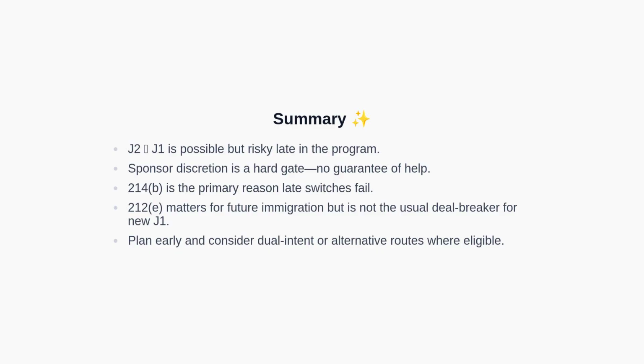In summary, switching from J2 to J1 is technically possible, but becomes risky when attempted late in the program. Sponsor discretion is decisive and can end the effort at the outset. The most common reason for denial in these scenarios is 214B, not 212E. While 212E is important for future immigration options, it typically does not control the outcome of a new J1 application. Therefore, early planning and consideration of alternative or dual intent categories can be the safer approach. Now, let's conclude with our final message.